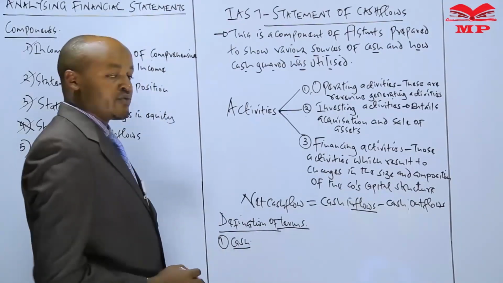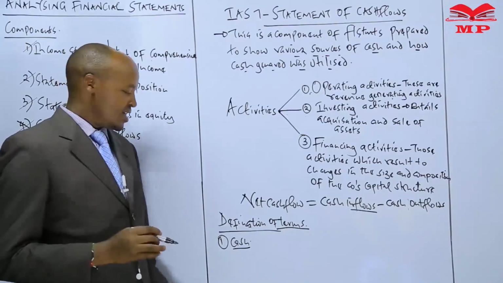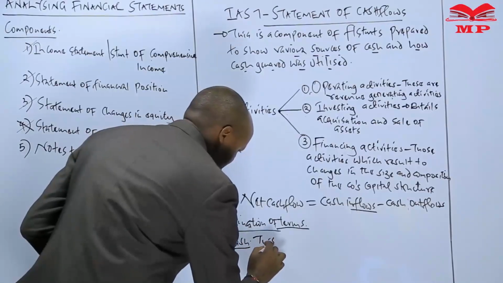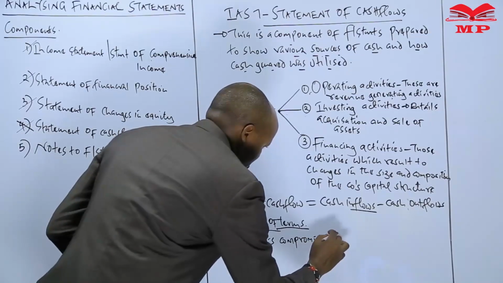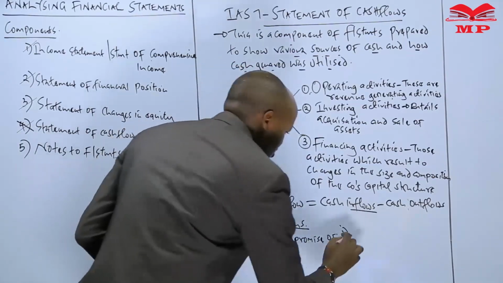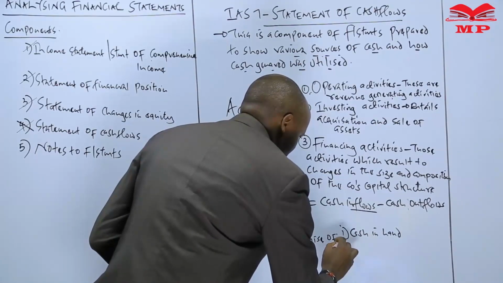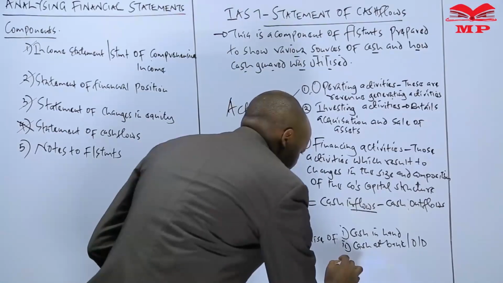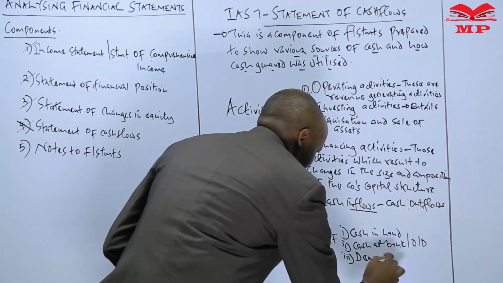Now, in our case, when we talk about cash, as far as the preparation of the statement of cash flow is concerned, this comprises three items. One, cash in hand. Two, it also comprises cash at bank, net of the bank overdraft. And number three, it also includes what we refer to as the demand deposit.